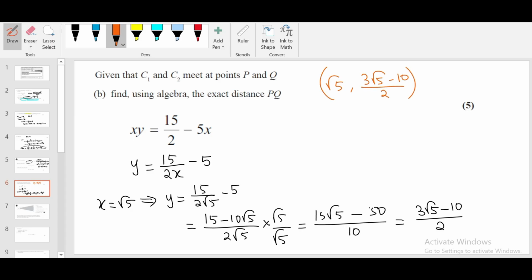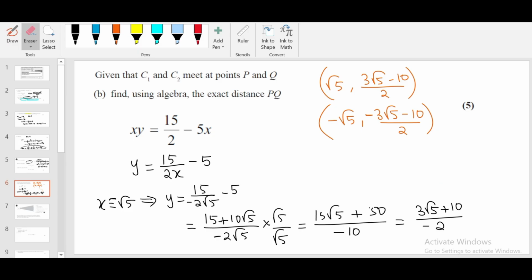Now replace x by negative root 5. You will get a negative here, and then this becomes positive. You have a negative 2 root 5 here. Rationalize the denominator. You'll get plus by negative 10, so you'll get plus by negative 2. So the second point is (-root 5, (-3 root 5 - 10)/2). Instead of negative 2 in the denominator, I multiply the numerator by -1. So we got the 2 points already.